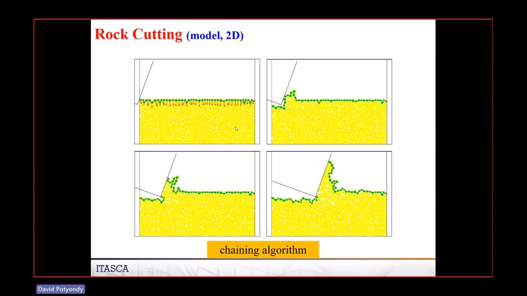We're going to write a special algorithm that I call a chaining algorithm. We're going to start here, find a particle. We're going to then go counterclockwise to find the next contact with an intact bond.